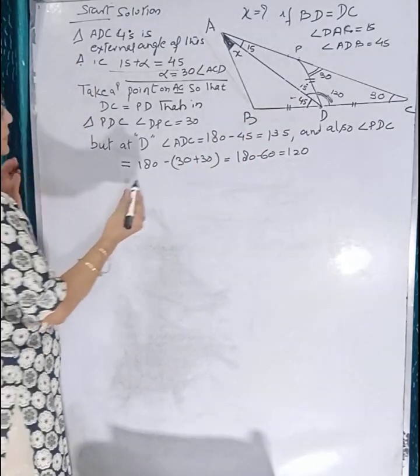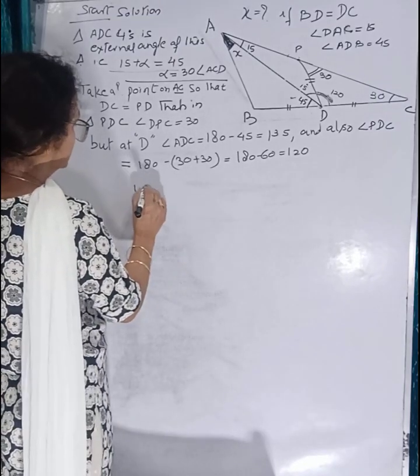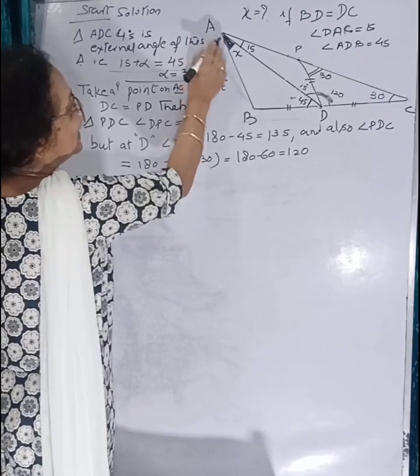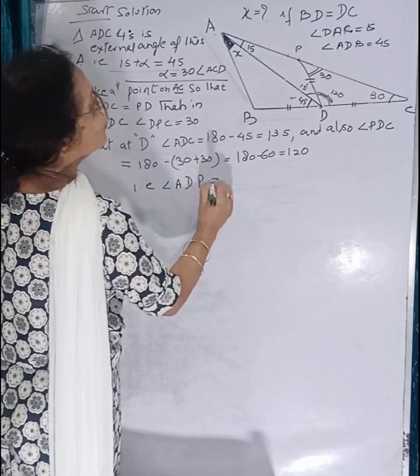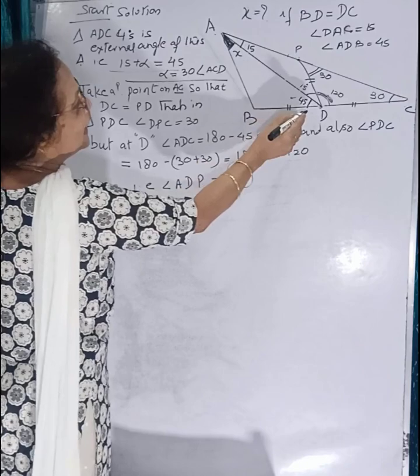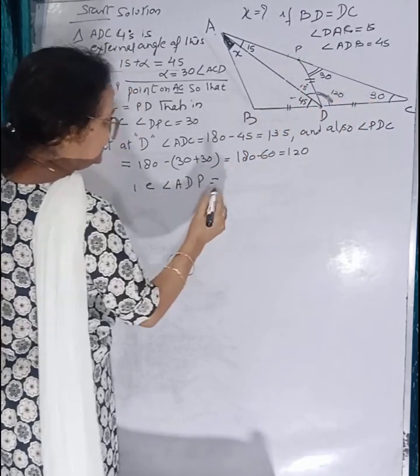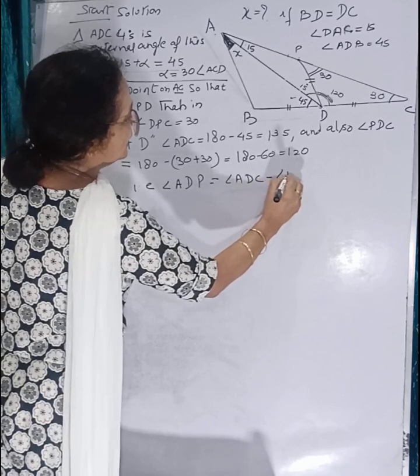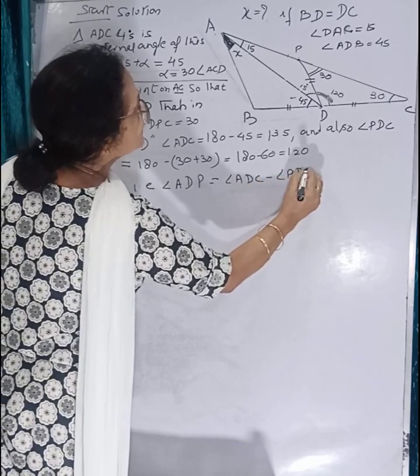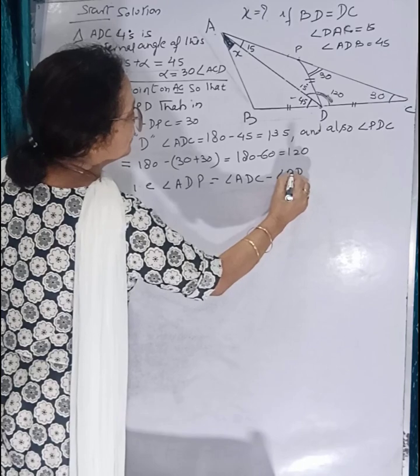Okay. It means angle ADP, which will be equal to what? Angle ADC minus angle PDC. Angle APD.